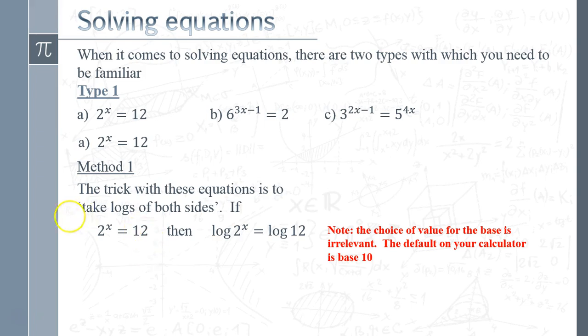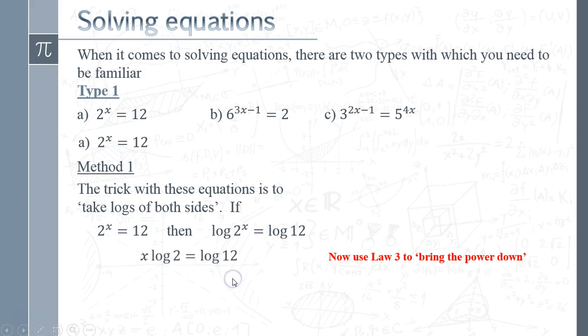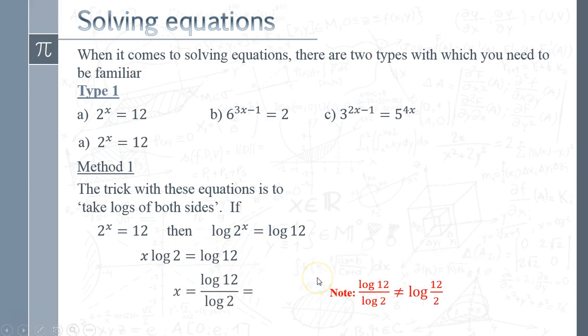But if we have a look at this statement here, you can see we can use law 3. This is how I get hold of the exponent and bring it down into the equation. So I've now got x log 2 equals log 12. So this is x times something. This thing here is just a number. So I can treat that in the same way as any other and just take it over to the other side and divide.